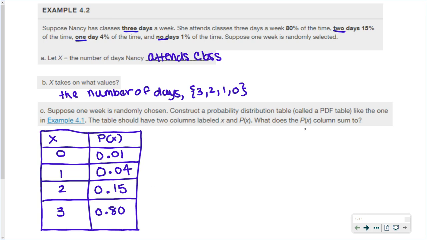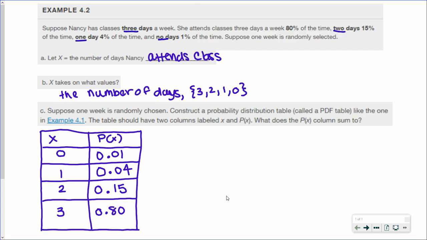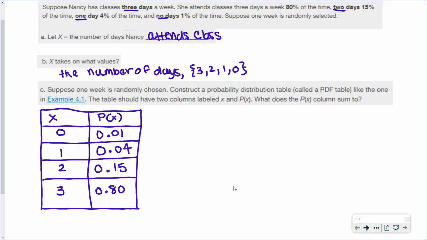The second part of this question asks us, what does the P of X column sum to? So we're going to go ahead and add them up. Grab my calculator here. 0.01 plus 0.04 plus 0.15 plus 0.80. And our probabilities all add up to 1, which makes sense because 1 is 100%.